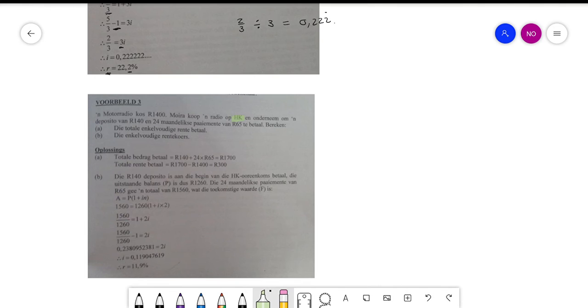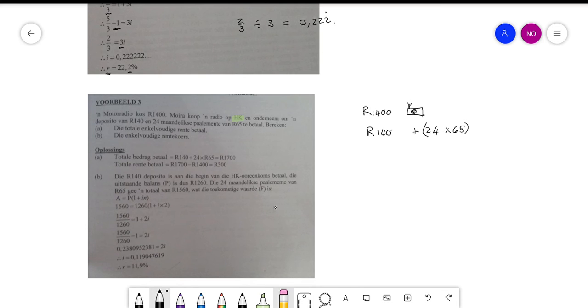Okay, so when we start off with this, remember you have to say the radio costs R1,400. So as jy die radio net so gaan koop het, dan het hy vir jou R1,400 gekos. So ons wil gaan kyk hoeveel het sy in totaal op die ou ende betaal en die verskil tussen haar totale bedrag en R1,400 gaan vir jou gee hoeveel sy dan met rente betaal het. So let's add up how much she actually paid. She started off with a deposit of R140. Okay, and then she also made 24 payments of R65 each.